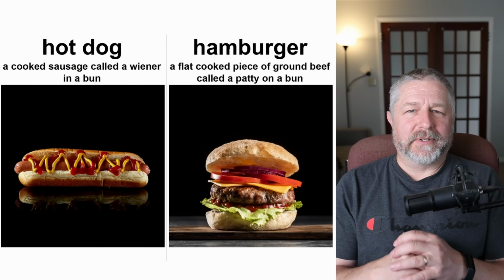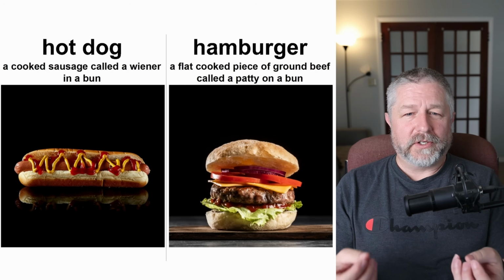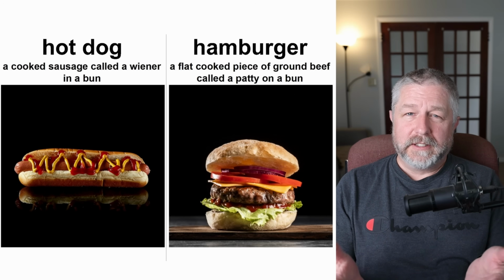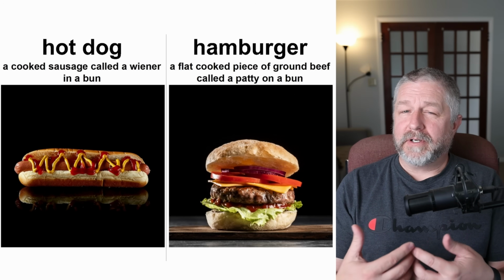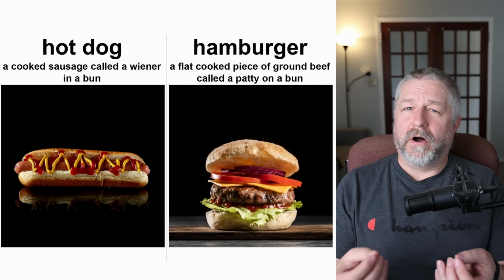Hot dog and hamburger. You probably know the difference, obviously. They look very, very different. A hot dog is a cooked sausage called a wiener in a bun. A hamburger is a flat cooked piece of ground beef called a patty on a bun.